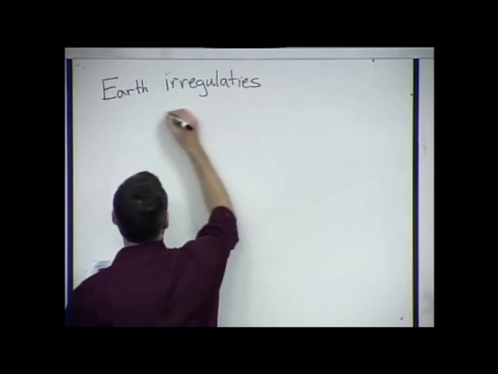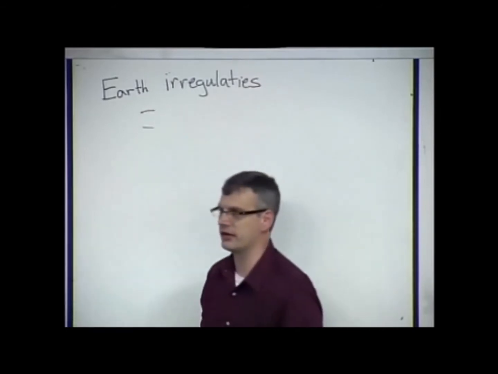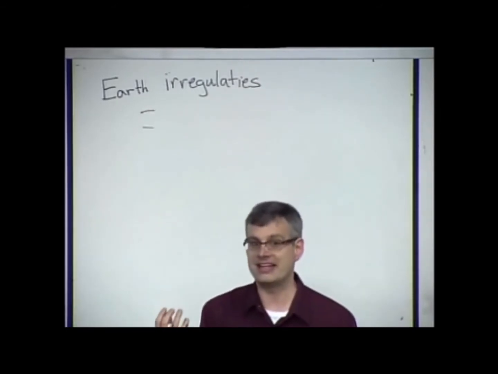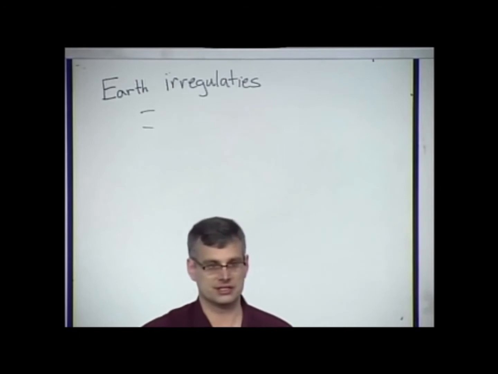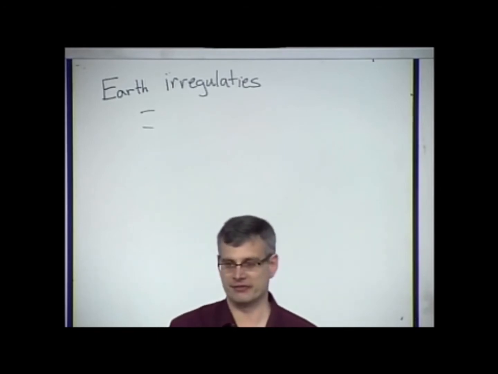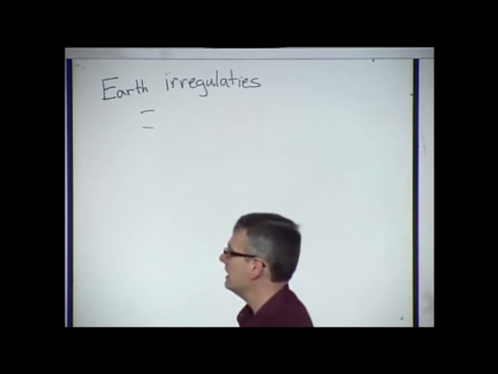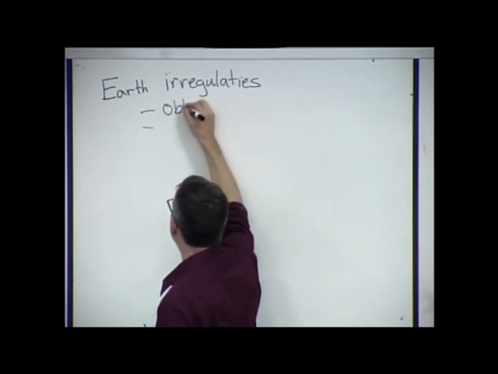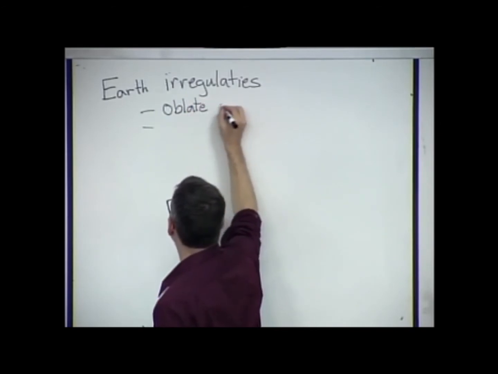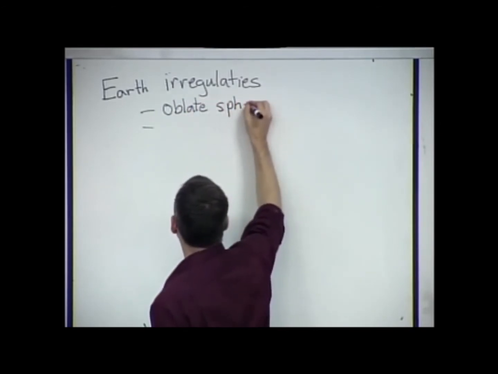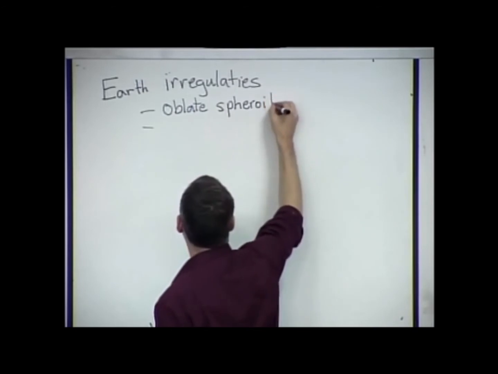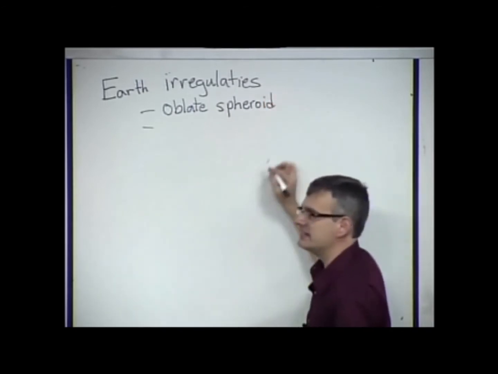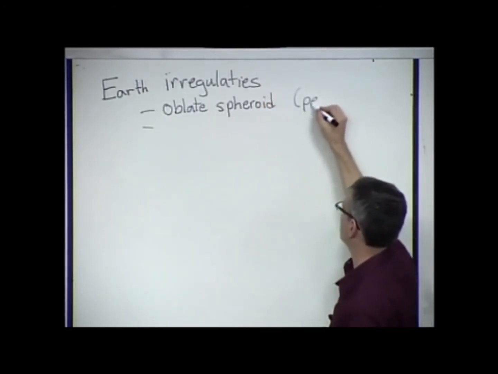Earth irregularities. There are 2 types of irregularities about the Earth itself that influence satellite orbits. One is the shape of the Earth. The Earth is actually not a perfect sphere. It is what scientists call an oblate spheroid. And that is a fancy word for a pear.